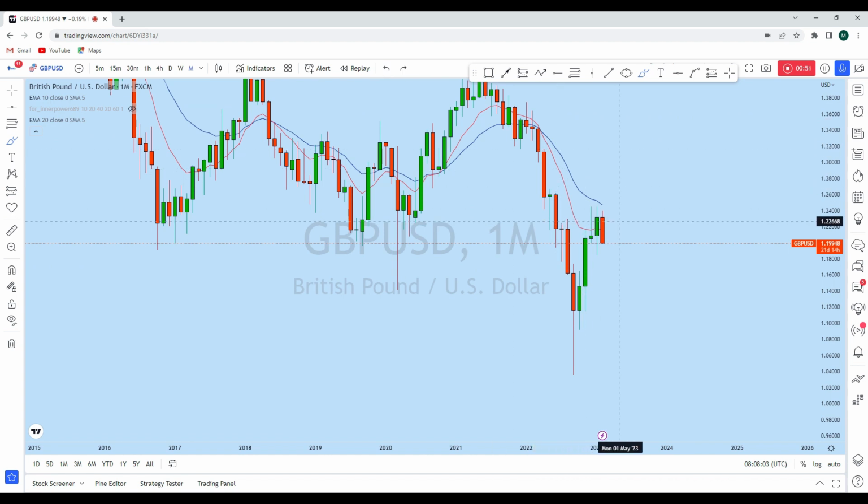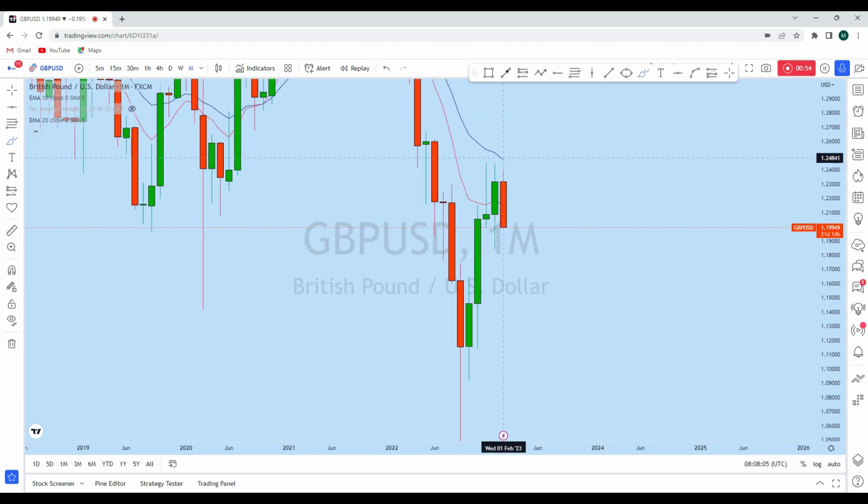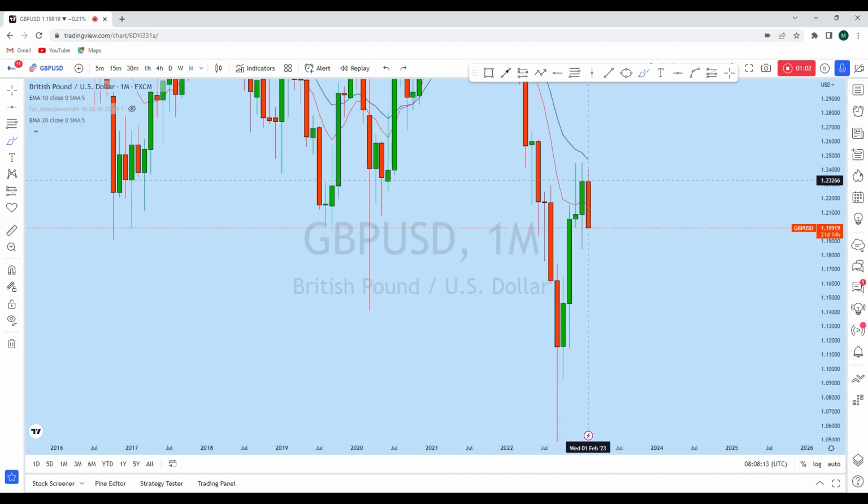Now, with that overextension, in previous months we have seen that GBP USD failed to create any new higher high, and as a result, this month we see that GBP USD started to drop. As this market is already overextended to the upside, we can now expect a significant retracement in this market.